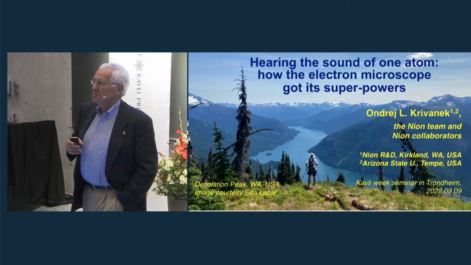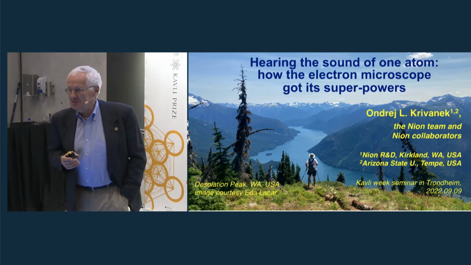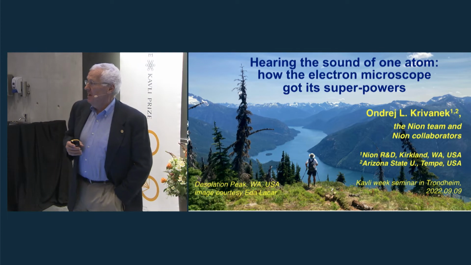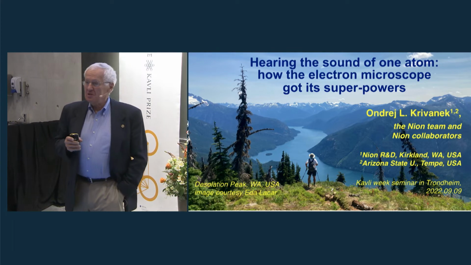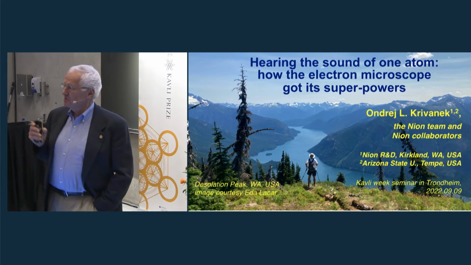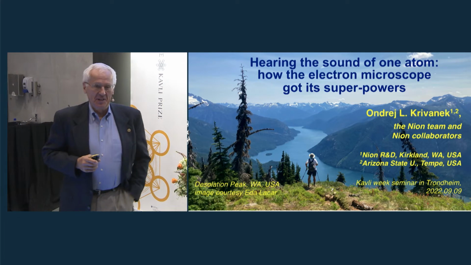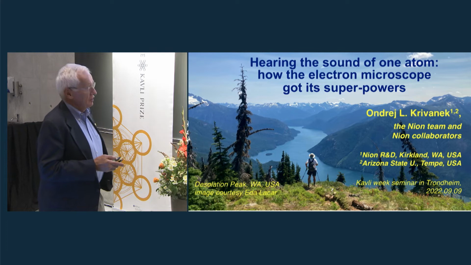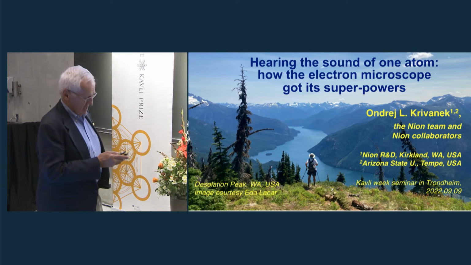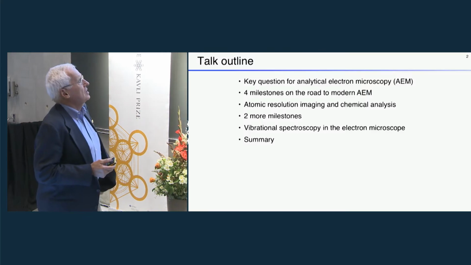If you remember Superman back in the 1930s, 1940s, he had X-ray vision. In the 21st century, he'd do much better with electron vision, because with that, we can do things like hear the vibrations of one atom. So how did it come about? Let's dive into the talk.